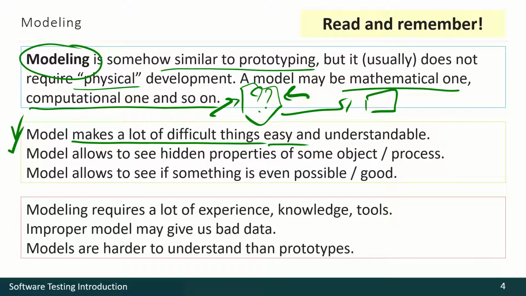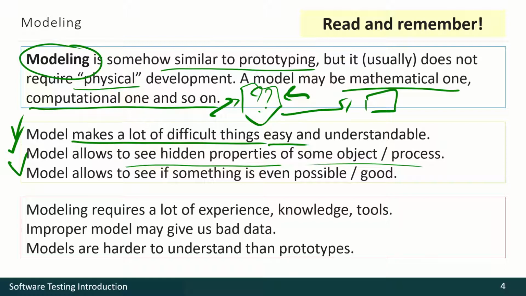Models show us hidden properties, especially like in real life when we talk about, for instance, modeling of an engine for an airplane or modeling a building. We may see that something may break under some circumstances. We may see some weaknesses. We may even see some advantages of one or another decision.